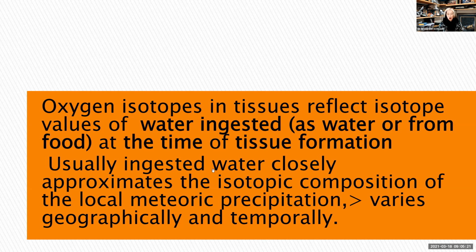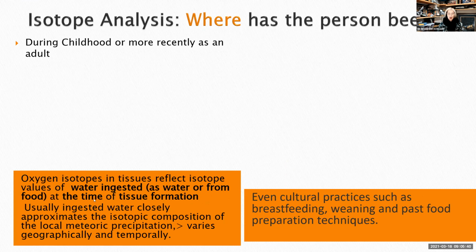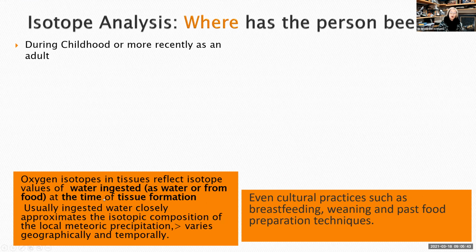And usually the water in a particular location is closely related to what's going on, meteoric, right? Weather patterns, and will vary over time and in certain locations. So knowing that, taking up the water that you drink or the things that you're consuming that drink water, and then you also drinking some, is going to reflect what's being used to build your system.